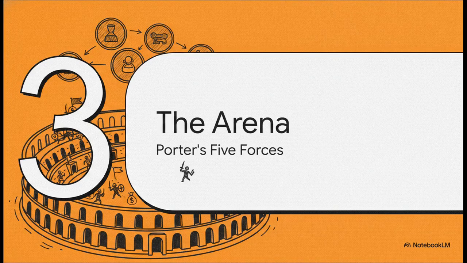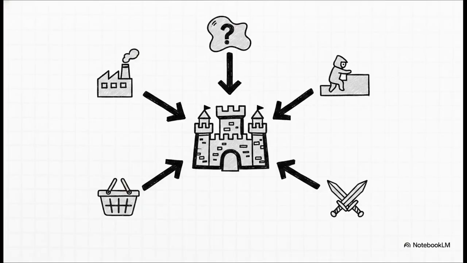Section 3. The arena. Porter's 5 competitive forces. To accurately forecast revenue growth and profit margins, you absolutely must understand a company's competitive position. We use Porter's 5 forces framework for this: the threat of substitutes, industry rivalry, bargaining power of suppliers, bargaining power of buyers, and the threat of new entrants.